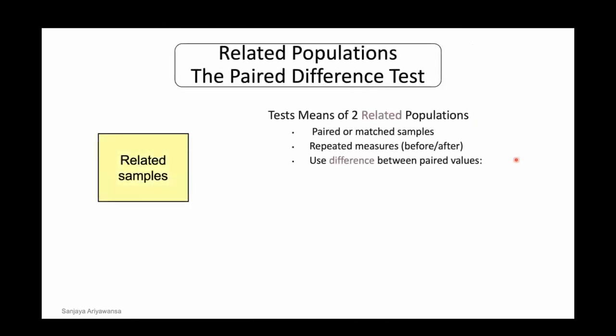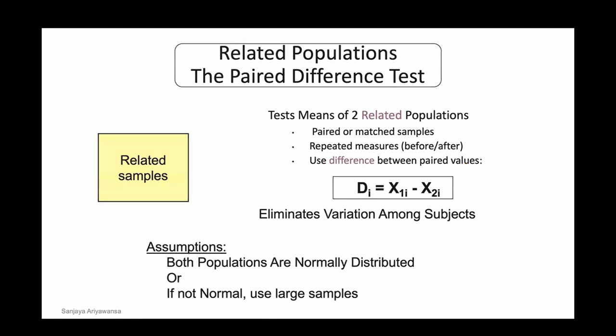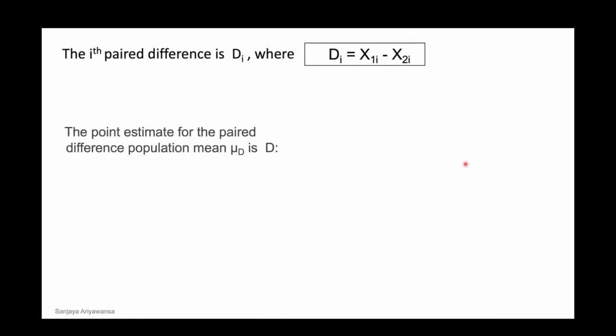So if you have related samples, first you must calculate the difference between the paired values, just like in the example in that particular video. You calculate the difference between the estimated values, and then once you calculate that, you calculate the average mu d. What is this? The point estimate for these paired differences is this, right? You calculate the point estimate, which is the population mean mu d for d.